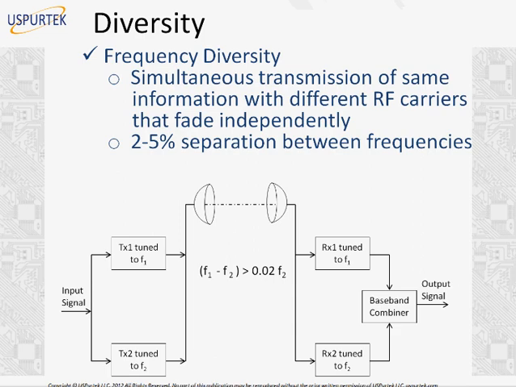Now the assumption here, and it's a fact actually, the major fact, is that if the two frequencies are at least 2 to 5% far apart, then they will not fade at the same time. They will fade independently, in other words. If they fade independently, we can use this inbuilt redundancy in multiple frequencies to achieve frequency diversity. If you lose the signal from one frequency, you can retrieve it from the other one, or if you lose it from the second one, you can retrieve it from the first one. So this is called frequency diversity: simultaneous transmission of the same information with different RF carriers that fade independently.